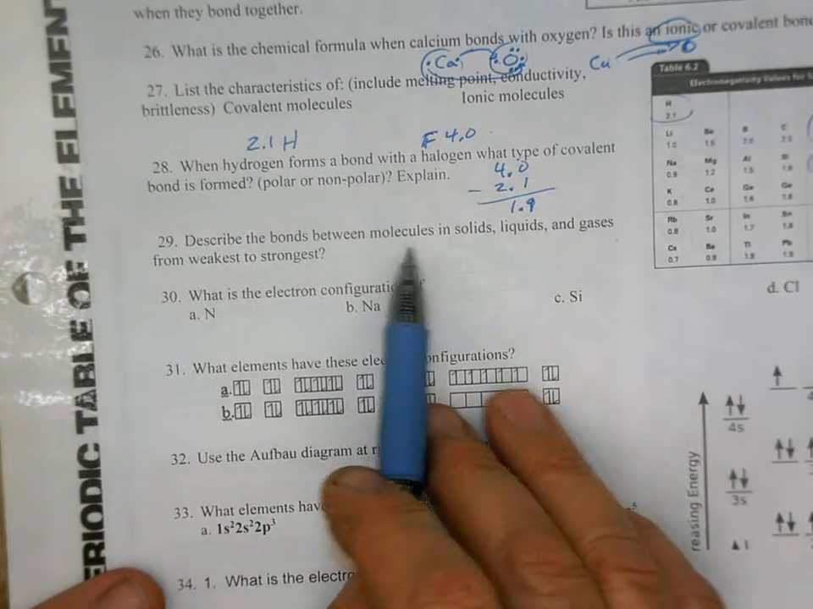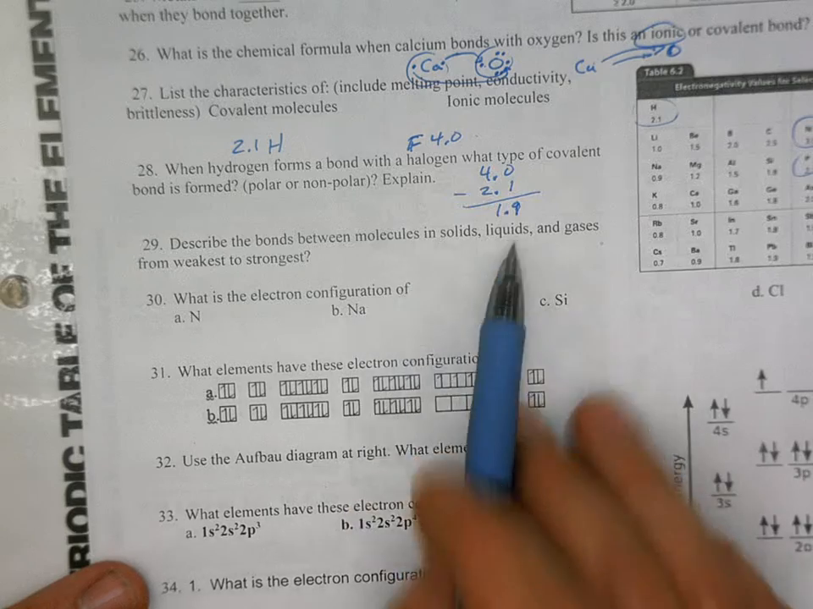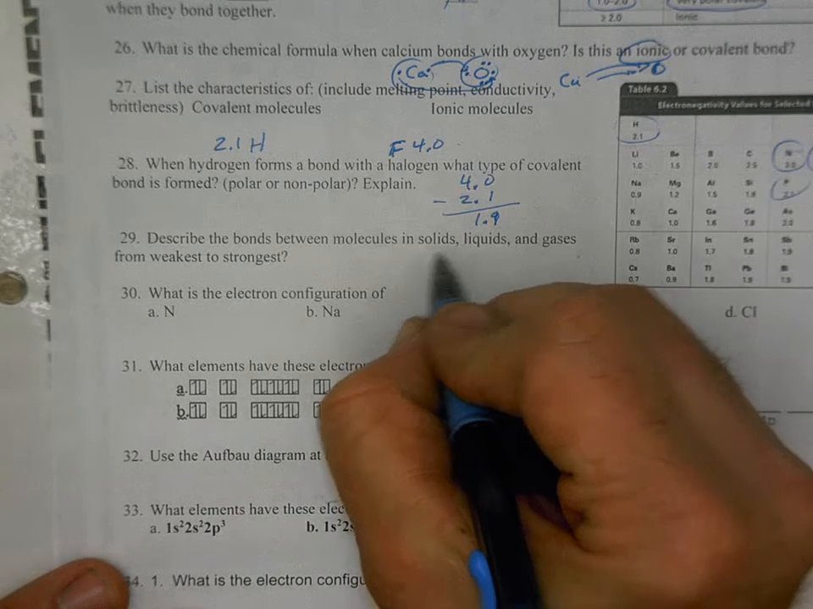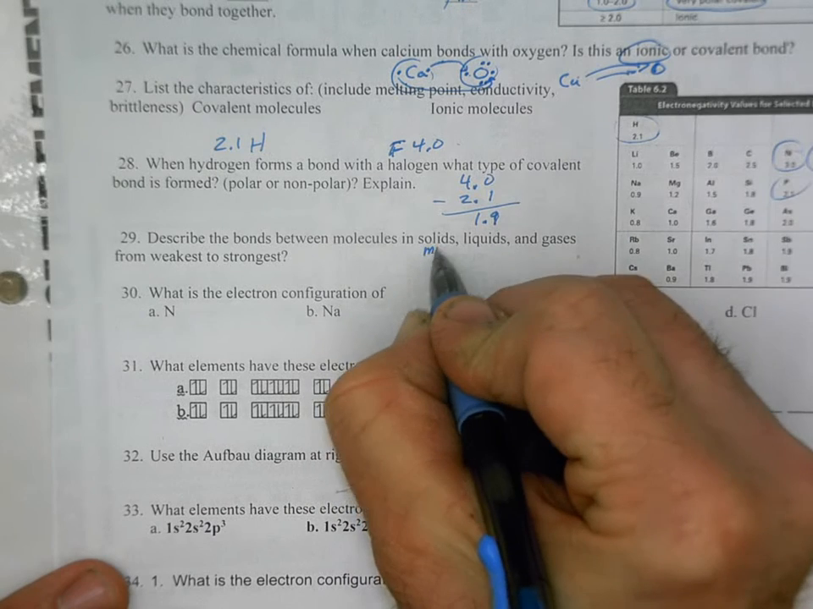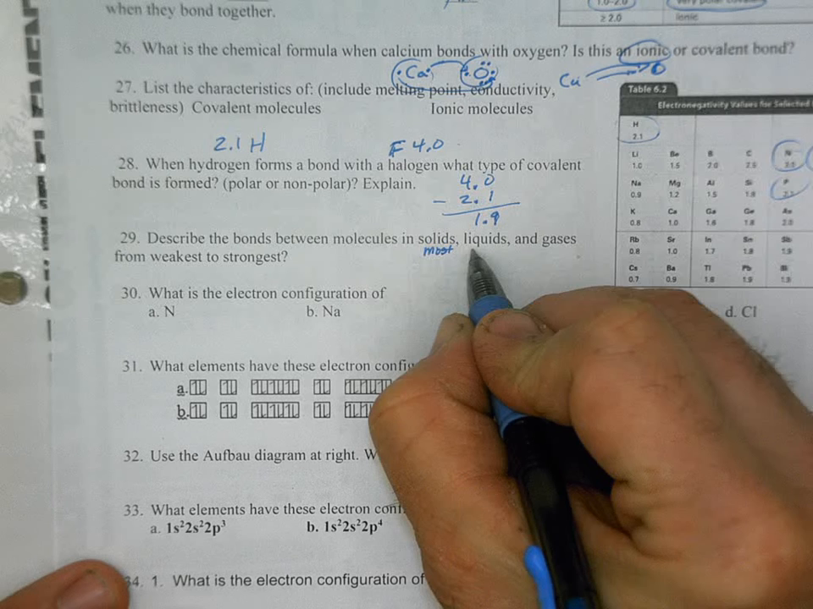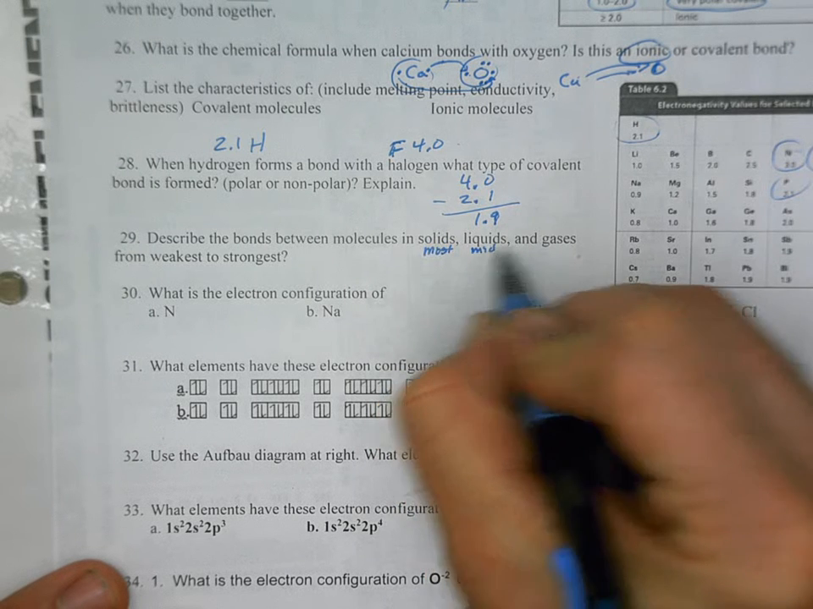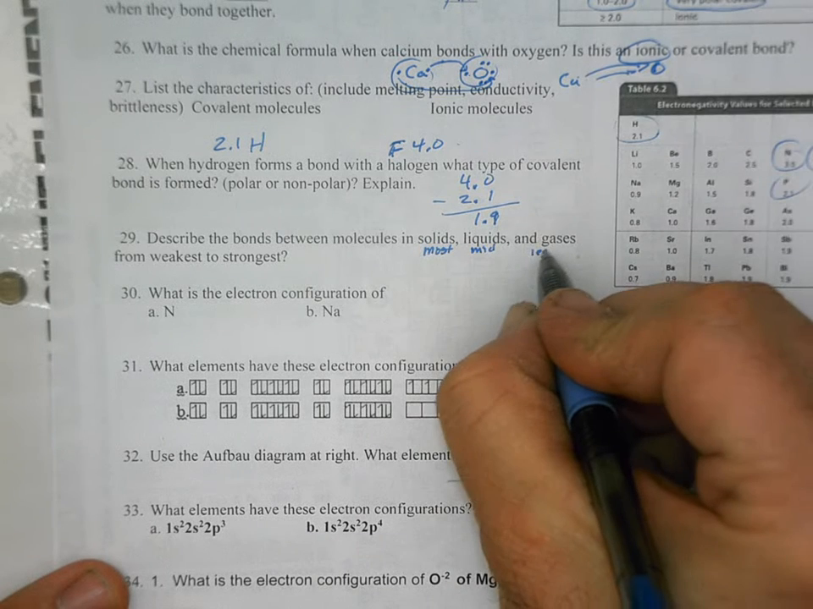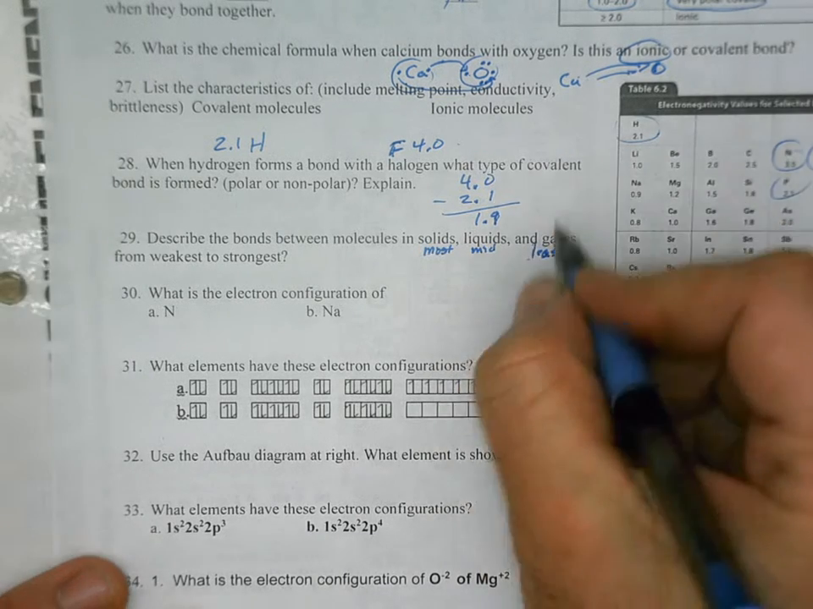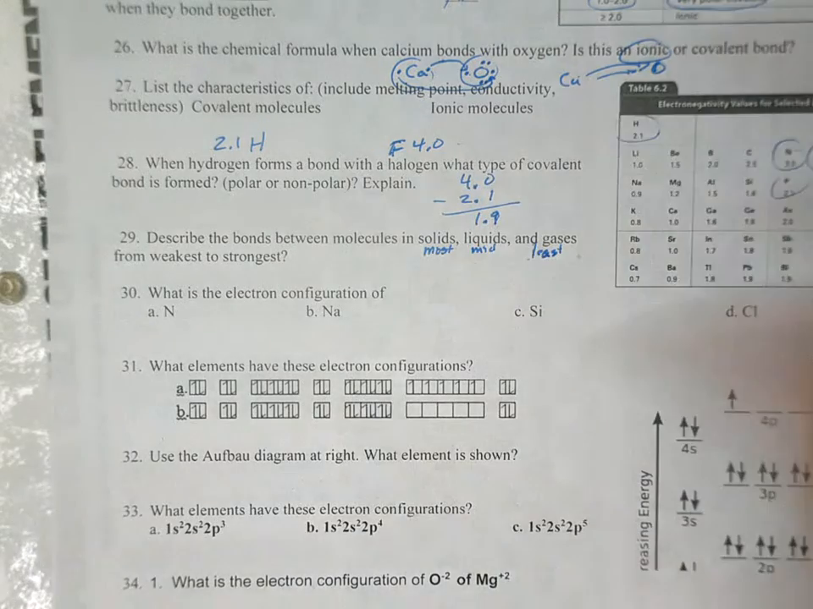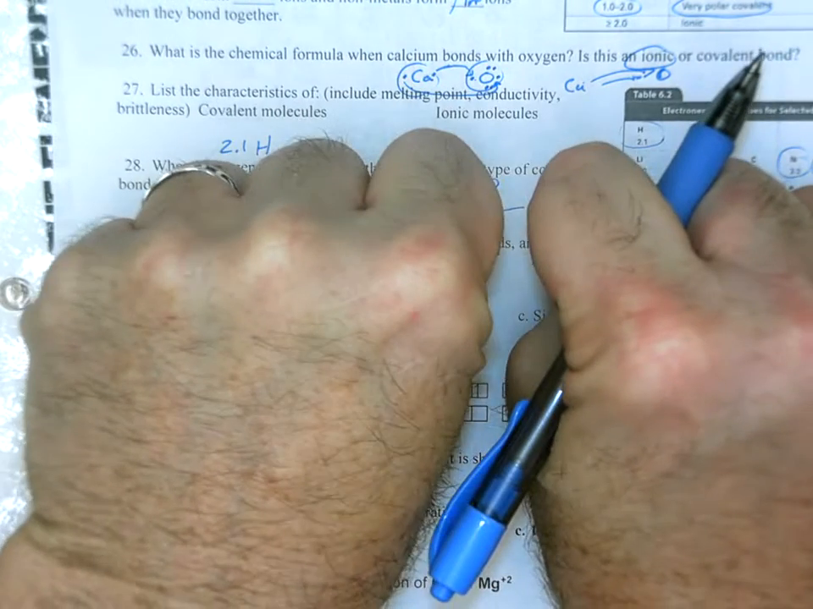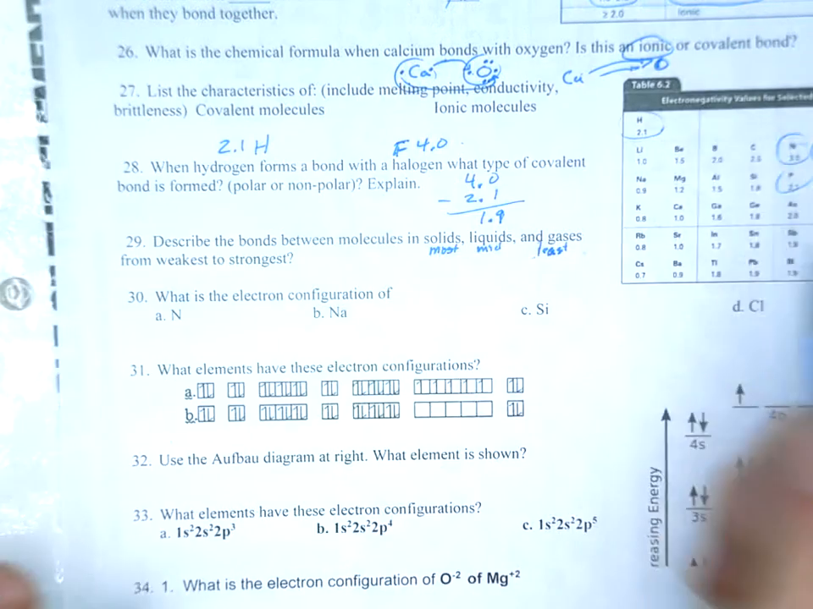Let's see, number 29. Describe the bonds in molecules in solids, liquids, and gases from weakest to strongest. It takes the most force to keep things locked into a pattern, so this is the most. And then liquids would be the middle. And then gases take the least energy because gases are flying over. They're not really pushed together. It takes the least energy to be a gas. Now, they have a lot of kinetic energy because they're moving, but to get a gas locked into a pattern, boom, like a solid, it takes a lot of energy to do that.